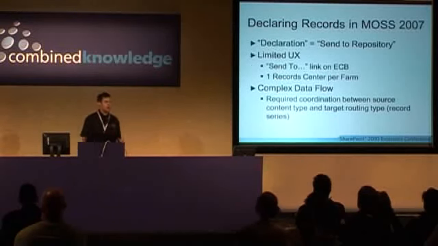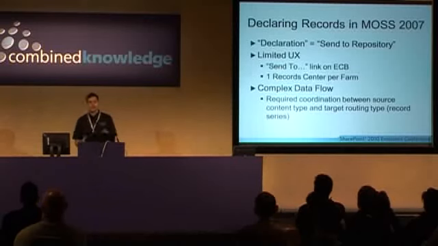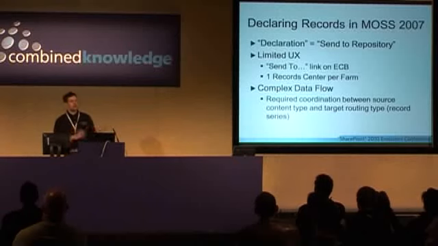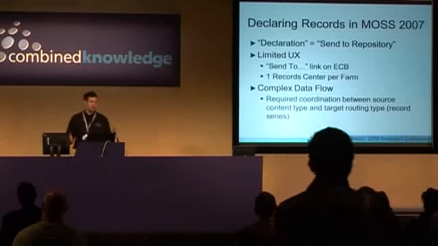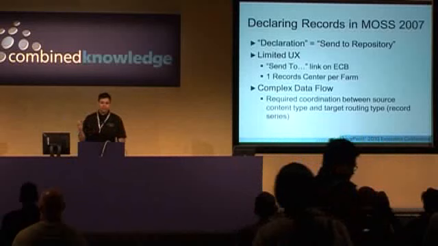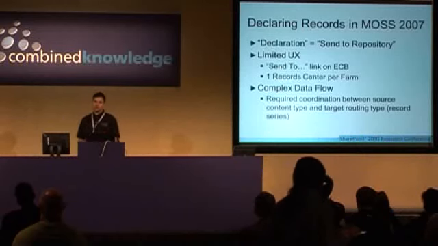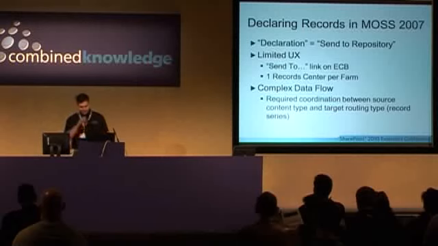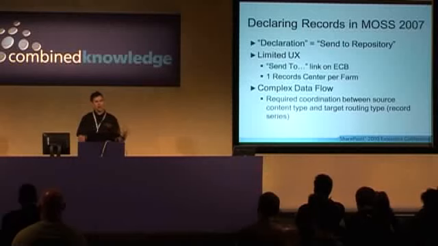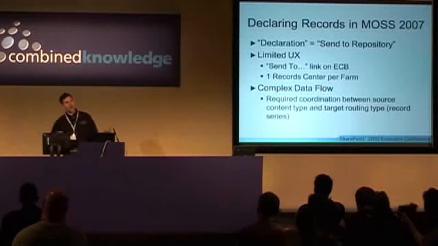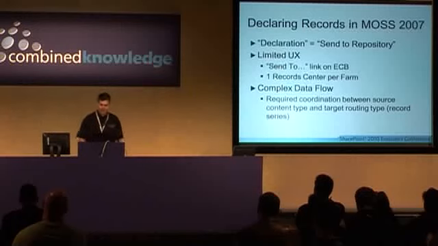So when we're declaring a record in SharePoint 2007, there really was only one way to do that. You had to send it off to another location. When you do a declaration, you send that to another repository. You've got a link on the actual item within the ECB that allows you then to send that item to that Records Center. We can only define out of the box one Records Center per farm, which is somewhat of a limitation. And also the data flow regarding that, so working out a workflow from a business point of view of how that would work was a complex process.